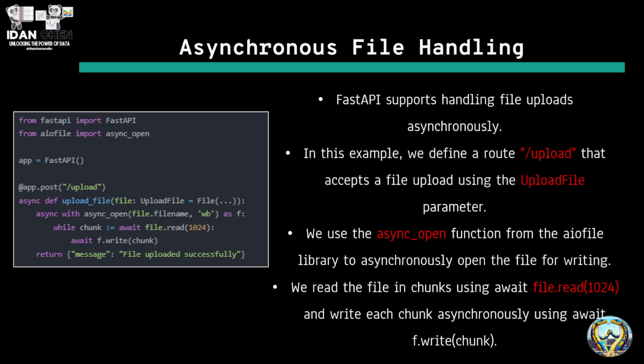We use the async open function from the IO file library to asynchronously open the file for writing, and we read the file in chunks using await file.read, and write each chunk asynchronously using await write. So, we saw that earlier with the client and server, in the read and write part, when we use the open connection for the reader and writer.